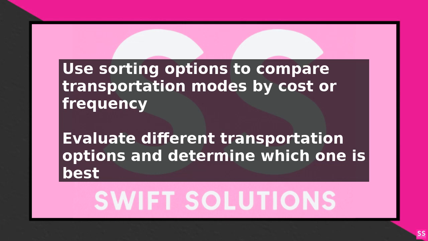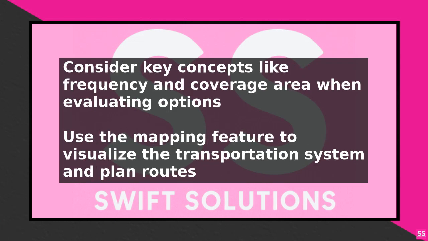To get the most out of the BestPlaces website, it is a good idea to use the sorting options in conjunction with the mapping feature. For example, you can sort by the cost of a monthly pass, and then use the mapping feature to see which transportation modes are available in your area. This will allow you to evaluate the different transportation options and determine which one is best for your needs and budget.